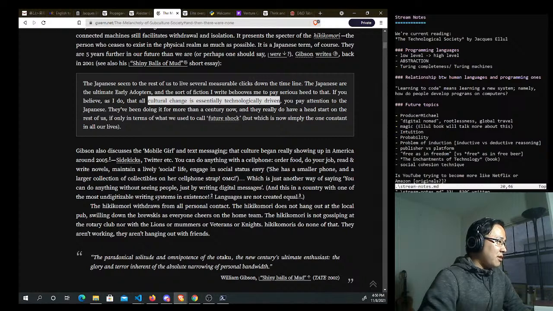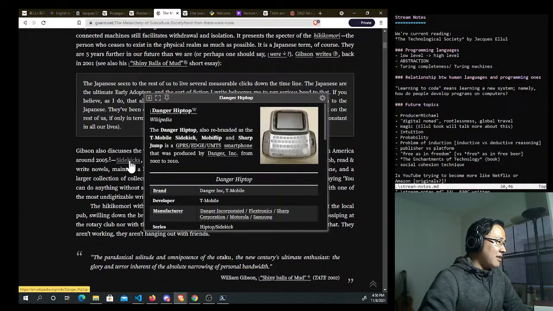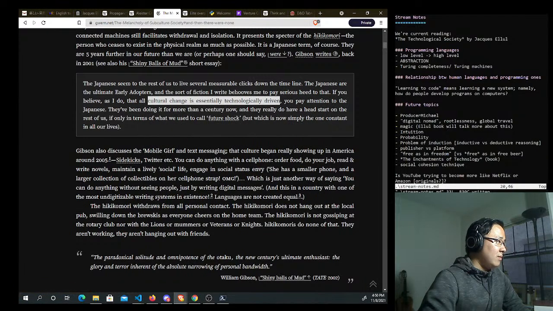The culture began really showing up in America around 2005. Sidekicks, Twitter, etc. I think Sidekicks is some kind of, yeah, it's like a phone. Alright. You can do anything with this cell phone. Order food, do your job, read and write novels, maintain a lively social life, engage in social status envy. She has a smaller phone and a larger collection of collectibles on her cell phone strap. Which is just another way of saying you can do anything without seeing people just by writing digital messages. And this in a country with one of the most undigitizable writing systems in existence.